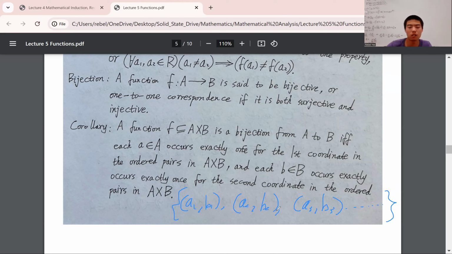This is directly from the definition of function and injective. Because if there are two A1 related to something, then it's not a function. It will violate its definition. But if there are two B occurring, like A1 equal to B1, and A2 also equal to B1, then for elements A1 not equal to A2, the images are both B1. So it violates the definition of an injection. So if it's not an injection, then it's not a bijection. So this is what the corollary says.